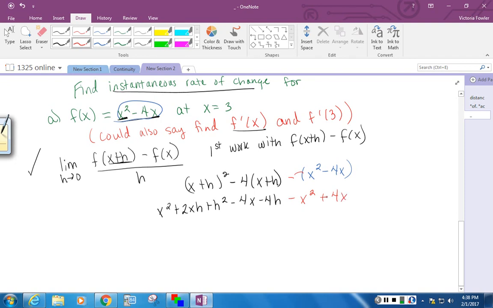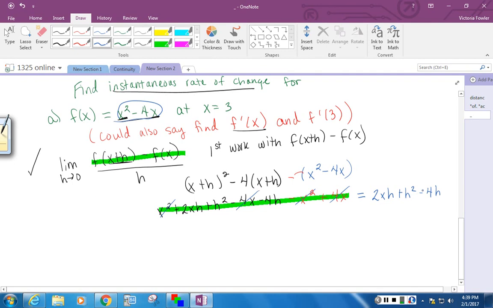Okay, so remember, this is just the numerator. What we have done here is just the numerator. Now I have to simplify it, and it shouldn't be too terribly bad. So the x squareds cancel out, negative 4x and positive 4x. And so the numerator, I'll be taking the limit as h approaches 0 of so far this numerator. It's going to end up being 2xh plus h squared minus 4h.